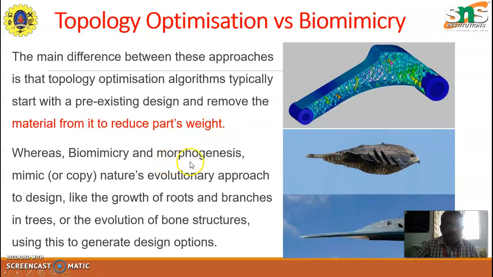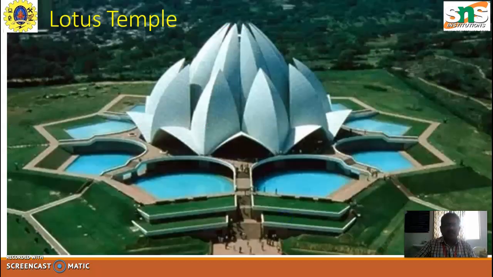Whereas the biomimicry or morphogenesis kind of optimization takes an evolutionary approach to the design and brings out a comparison with the natural designs that are available, and it tries to bring out multiple options based on this. You can see, based on the bird, the aeroplane also gets its geometry.